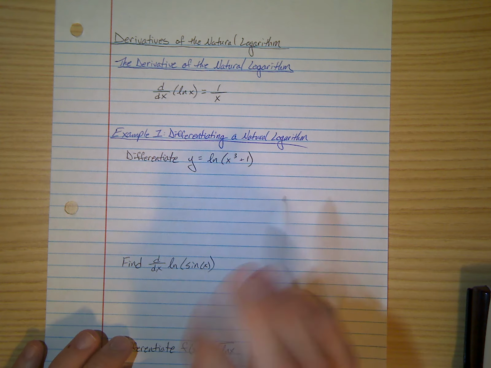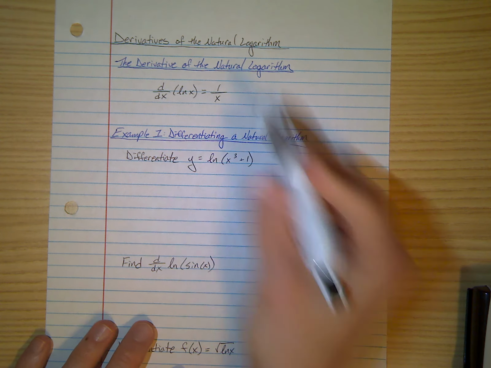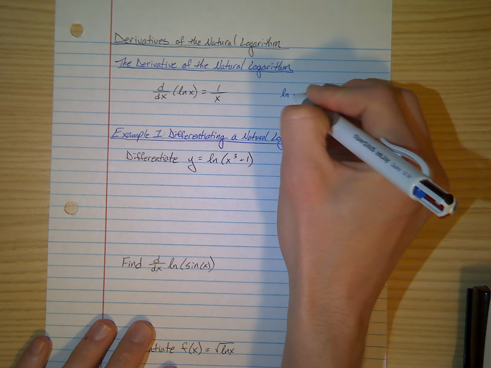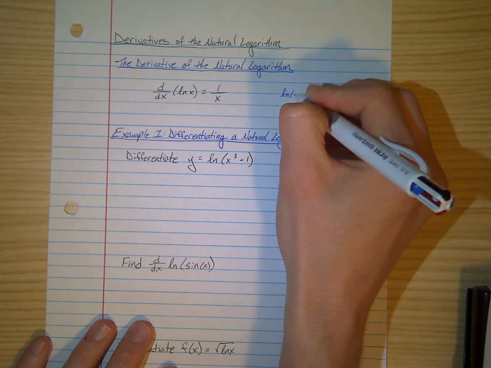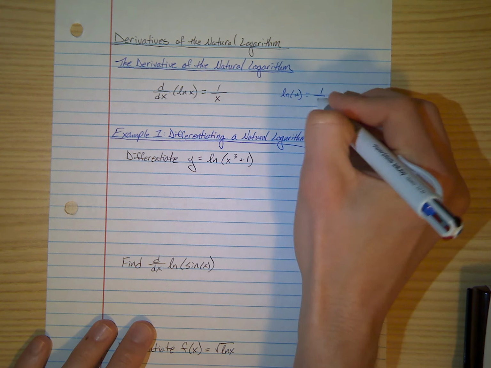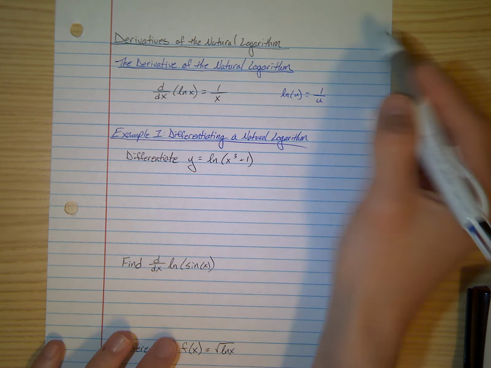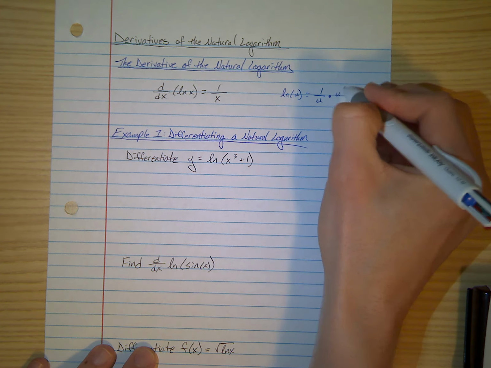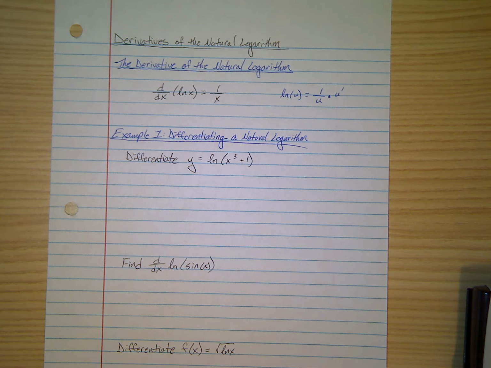Now it gets a little bit more complicated when it's not just the natural log of x. In fact, if it's the natural log of something other than x, let's call it u, then we would have 1 over u, but remember the chain rule, it's the derivative of what's inside, so you'd also have to multiply by u prime, the derivative of whatever u is. So we're going to look at a few examples here doing just exactly that.